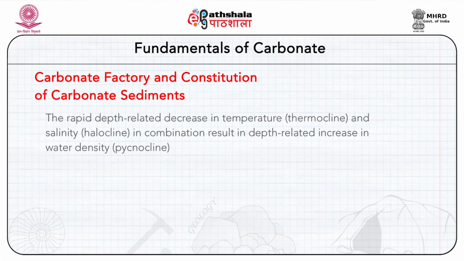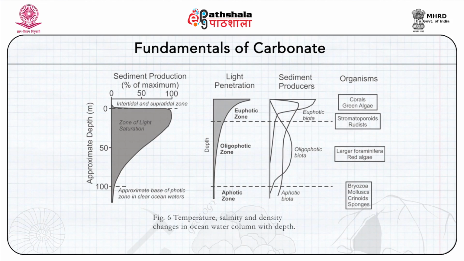Also, there is a clear stratification in the open ocean water column in terms of temperature distribution. The stratification is most pronounced in tropical seas and gradually gets blurred out in medium to high latitude. The rapid depth related decrease in temperature, which we call the thermocline, and salinity, which we call the halocline, in combination result in a depth related increase in water density, that is the pycnocline. In the figure, all these changes are shown.